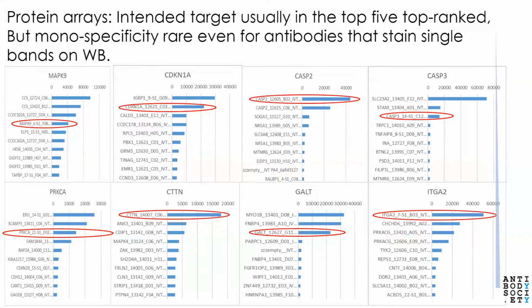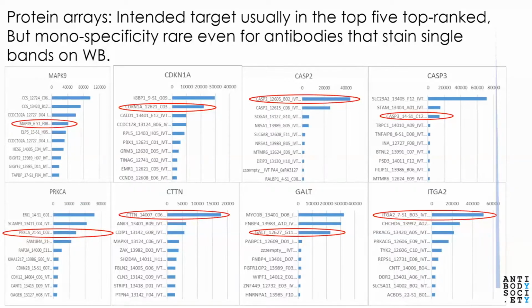Protein arrays in our hands are very useful tools, but the results are not always what you might expect. What we typically see is that the intended target is on the top 5 list of binding proteins. However, we very often see cross-reactivity on these arrays, and we do not necessarily find the same cross-reactivity in applications such as Western blotting or immunoprecipitation.